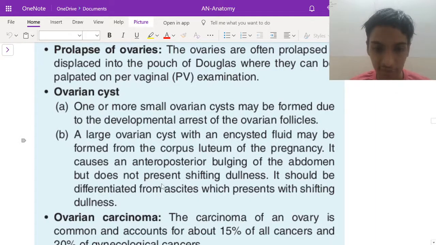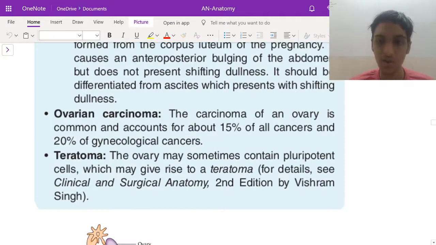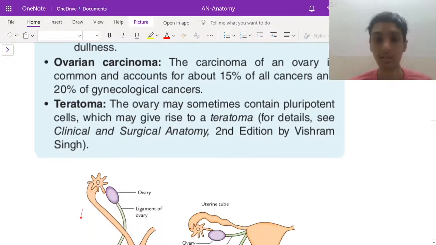And this is different from ascites. Here shifting dullness will be present. And ovarian carcinoma, in the ovarian carcinoma 15% are the anatomic cancers, 20% are the gynecological cancers. And teratoma, formation of pluripotent cells in the ovary, that is called teratoma.